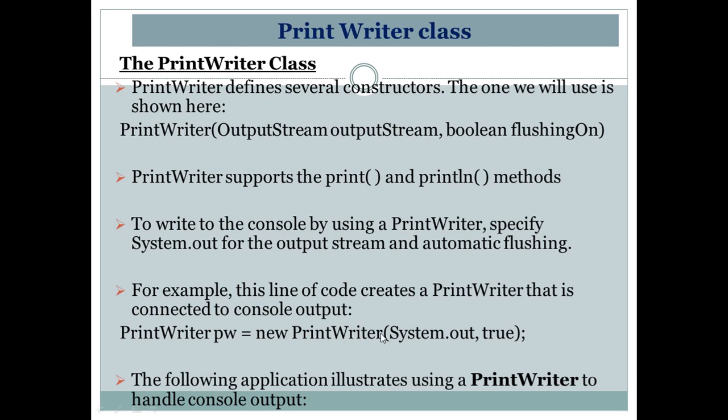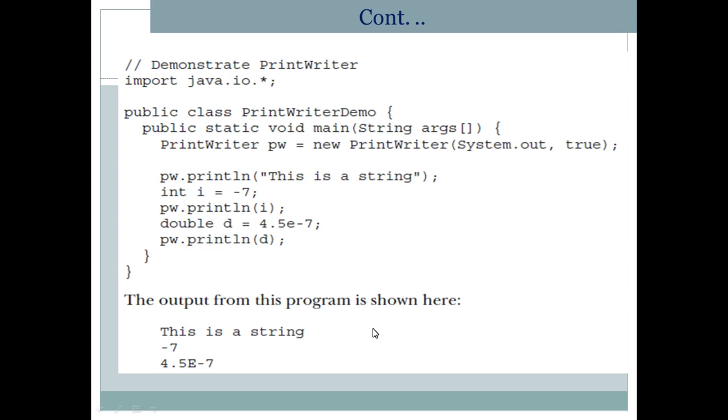The following application illustrates using the PrintWriter to handle console output. This is one example. See here, I have to import the package java.io. I have one class, PrintWriterDemo. In that I have the main function. In that I create pw, an object of PrintWriter, equal to new PrintWriter(System.out, true). Then pw.println, this is a string. Then int i is equal to -7.